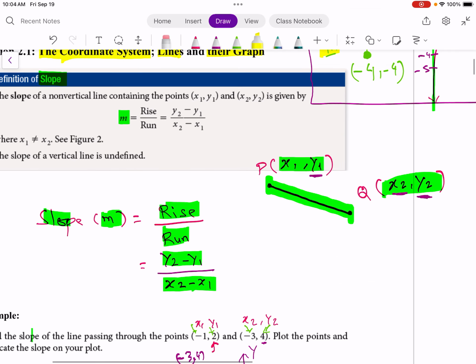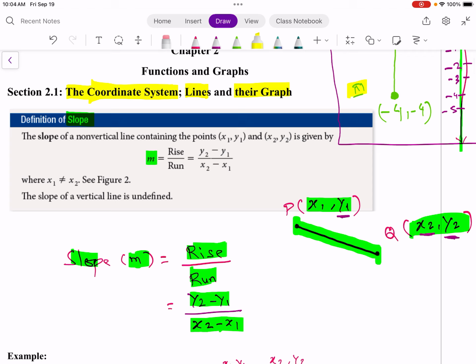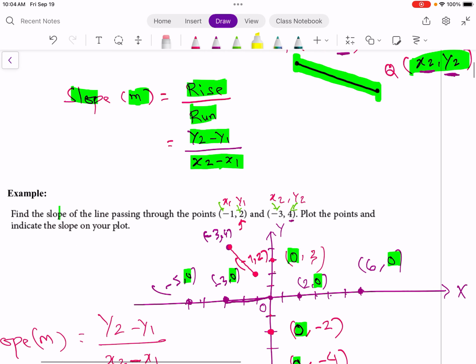Next we had the most important feature of a straight line, which is the slope. Our slope is rise over run. We find the rise by finding the difference of the y coordinates. Our run is the difference of the x coordinates.